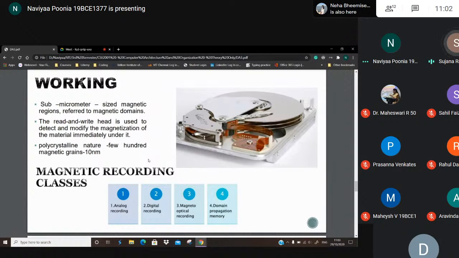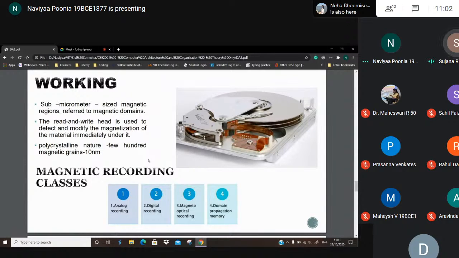Next comes the digital recording. Unlike the analog recording, instead of magnetic distribution, the digital recording needs two stable magnetic states, which are the plus ends and the minus ends. And they are done on a hysteresis loop. The best examples of digital recording are floppy disk and hard disk drives.